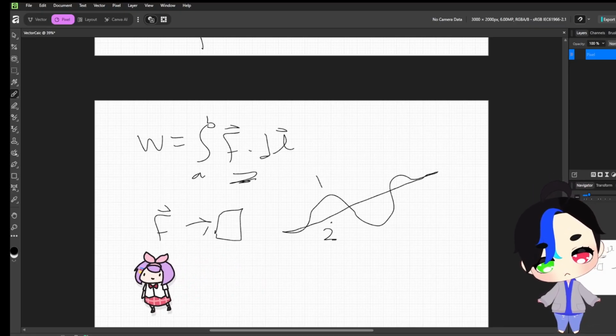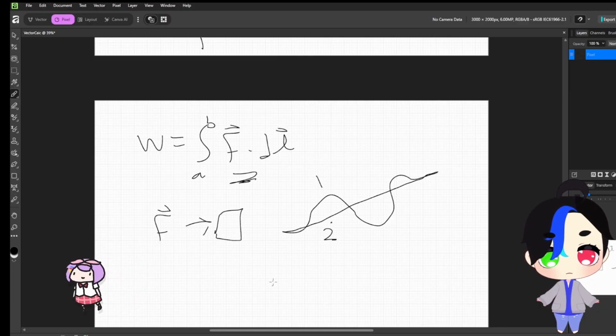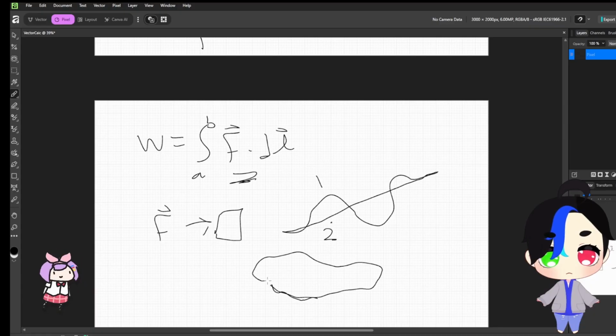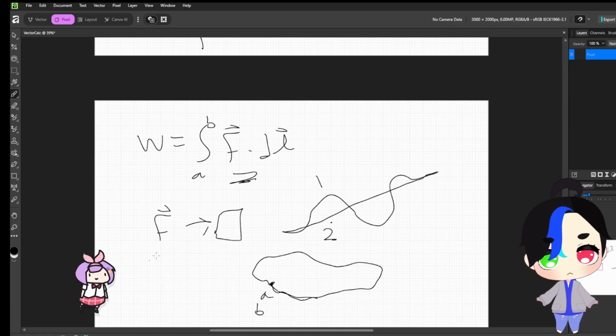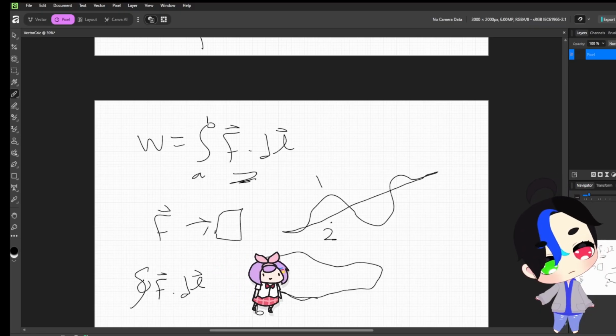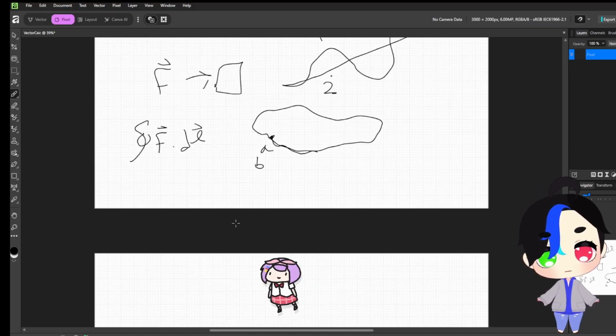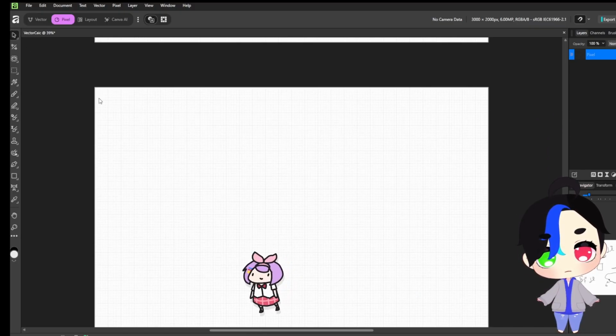That also means that your path can be closed. What that means is your path can end up looping back on itself, right? So your starting point is the same as your end point. The way we write that out is we drop the limits, a and b, and we just draw a circle over the integral. That tells us that this is now the line integral over some closed path. And this will become important later when we go over the properties of these.